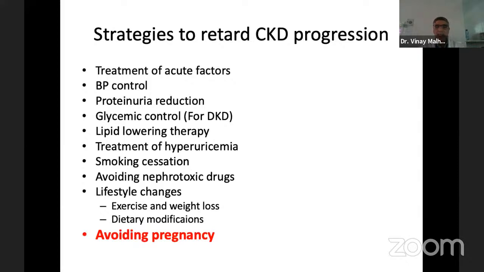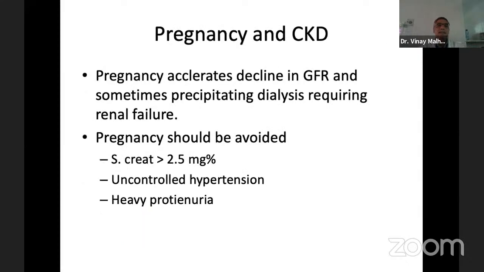And after that, avoiding pregnancy. We know that pregnancy accelerates decline in GFR and it can sometimes precipitate dialysis in the patient of CKD. So pregnancy should be avoided if serum creatinine is more than 2.5, if the patient is having uncontrolled hypertension, or if the patient is having heavy proteinuria. So in these 3 conditions, it's always better to avoid pregnancy.